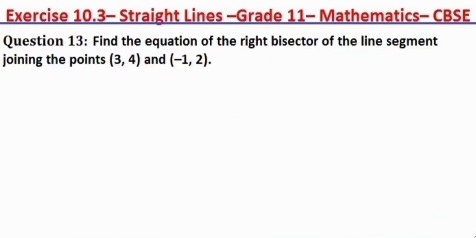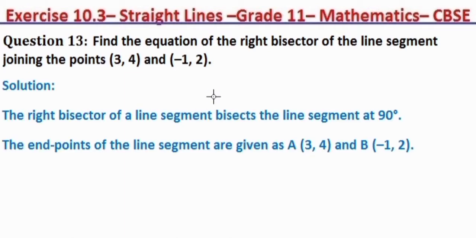Question number 13. Find the equation of the right bisector of the line segment joining the points (3, 4) and (minus 1, 2). Let's see the solution. We have to find the equation of the right bisector. The right bisector is perpendicular to the line segment joining (3, 4) and (minus 1, 2). That means we have to find the midpoint of these 2 points, then the perpendicular slope. The right bisector bisects the line segment at 90 degrees. That's why it is perpendicular.